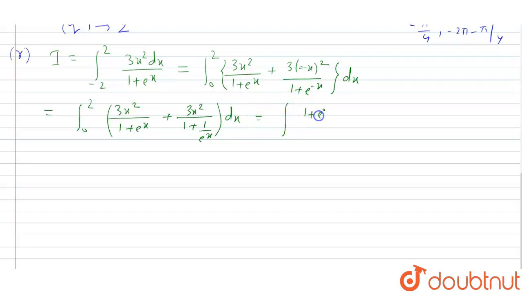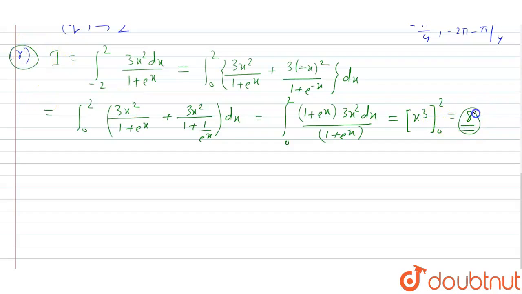That would be equal to the integral of (1 plus e raised to power x) 3x square dx upon (1 plus e raised to power x) from 0 to 2. So the final answer will be given as the integration of 3x square, that is x cube, with limits from 0 to 2, so the answer would be equal to 8. So for R we have got 8. Okay, now the final one is S.